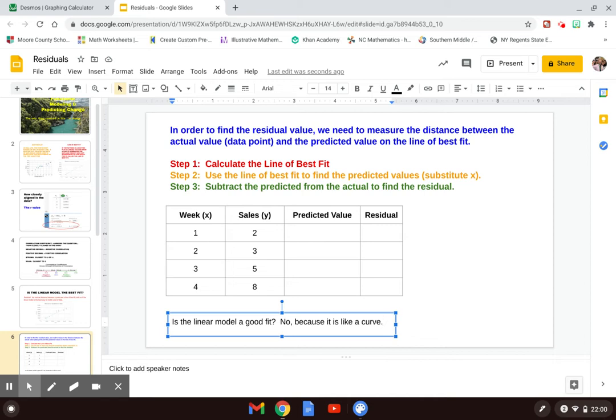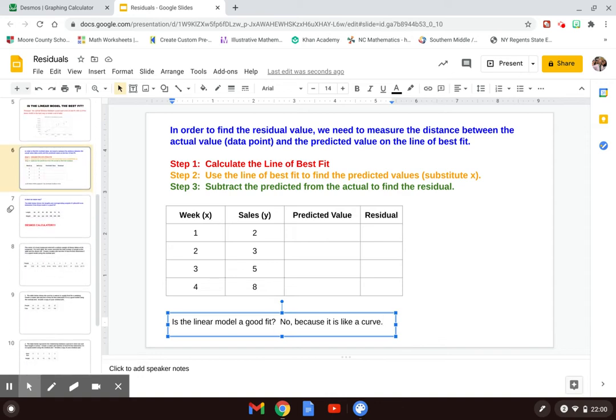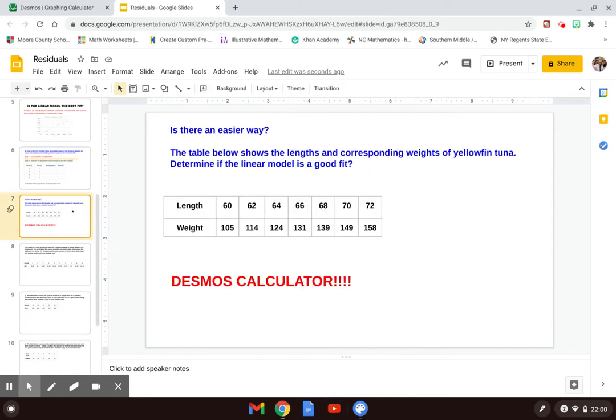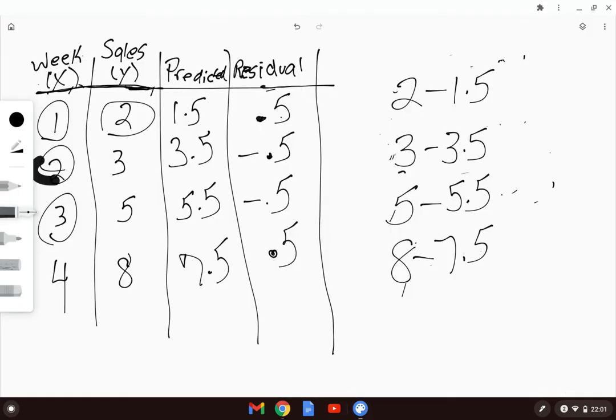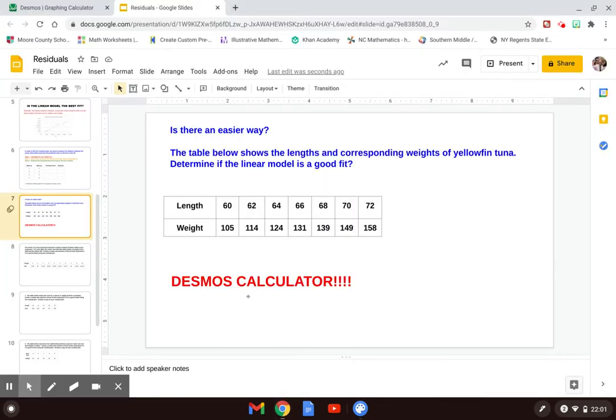All right, now if you look at our next example, okay, our next example here, is there an easier way? And so we see here the table below shows the lengths and corresponding weights of yellowfin tuna. Determine if the linear model is a good fit. Well, there is a much easier way than making one of these tables every single time. And the easier way, like I just showed you, is to use the Desmos graphing calculator.